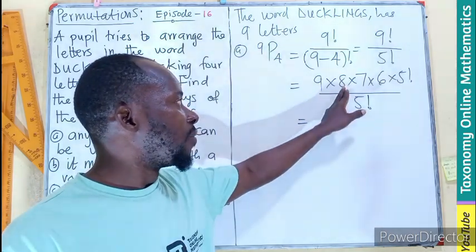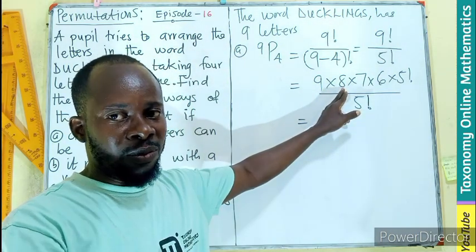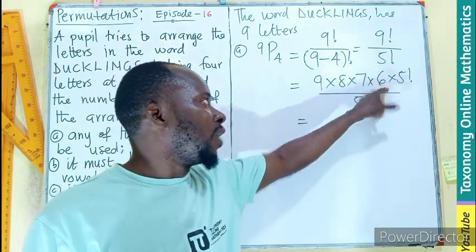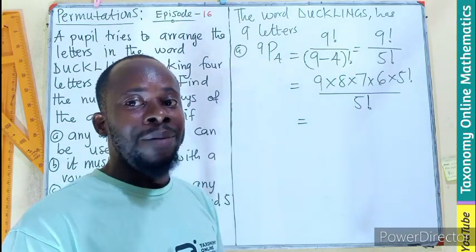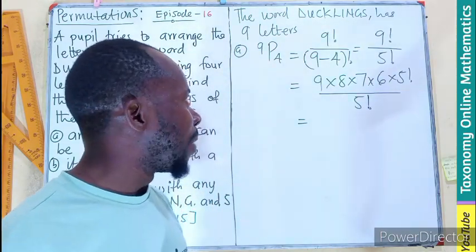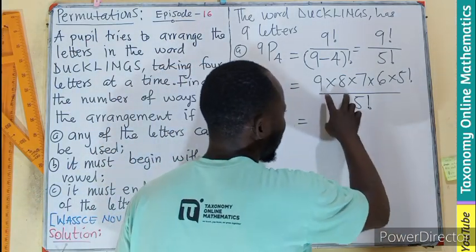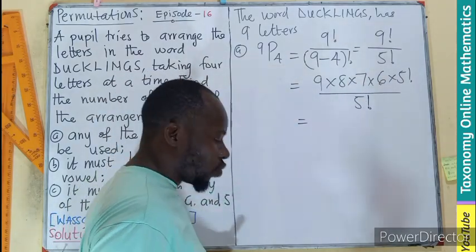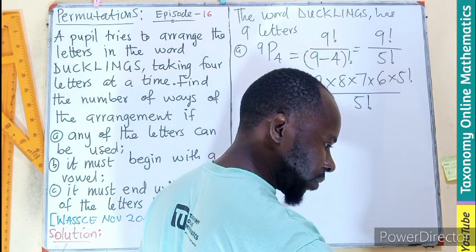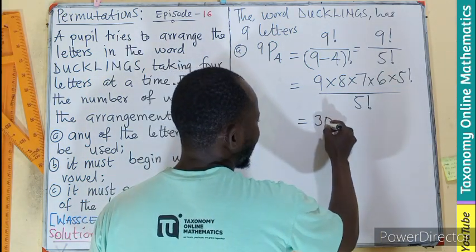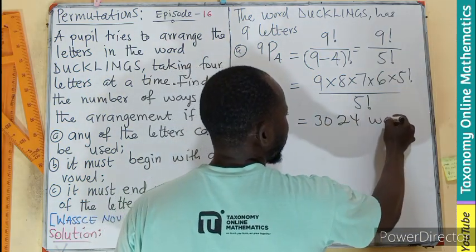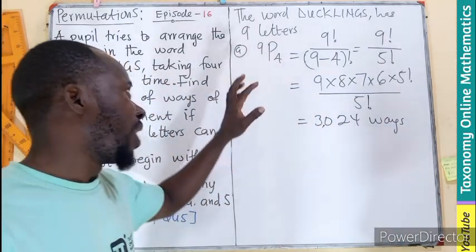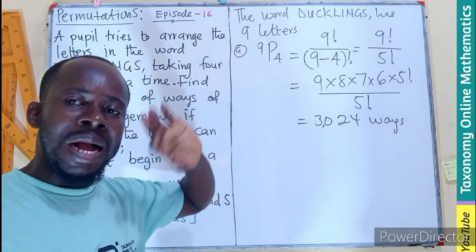The first position, you have 9 letters available to pick from. After picking that one, you are left with only 8 options for the next position. For the third one, you'll be left with only 7 options to pick from. Then you'll be left with only 6 options. That is using the fundamental principle of counting, but here we are applying permutation. So when this cancels, we have 9 times 8 times 7 times 6, which is 3024 various ways, if we are picking any 4 of the letters.